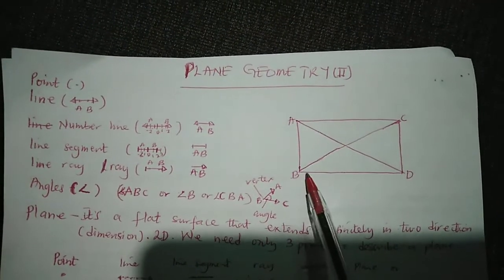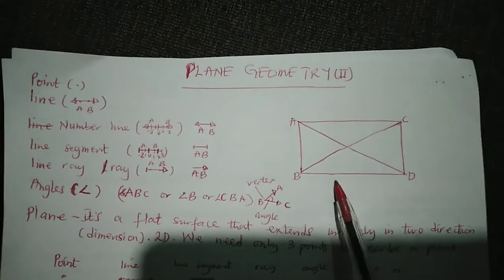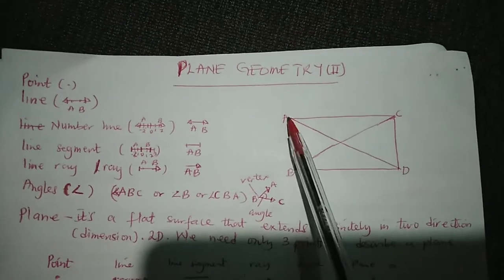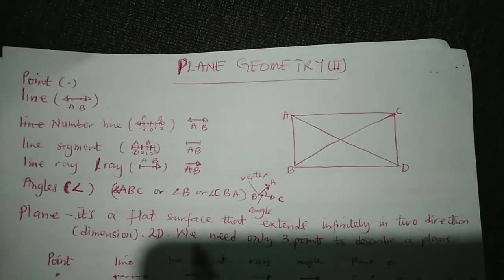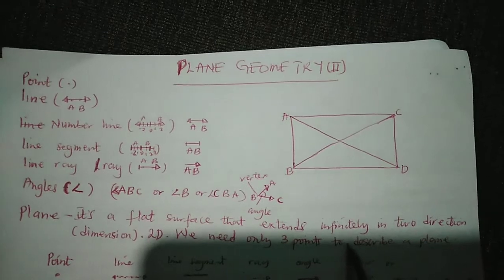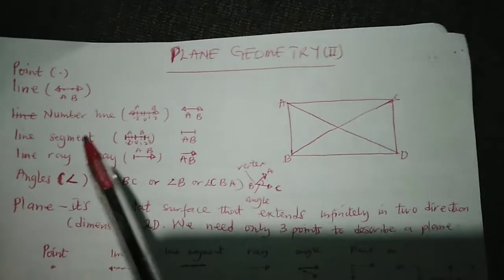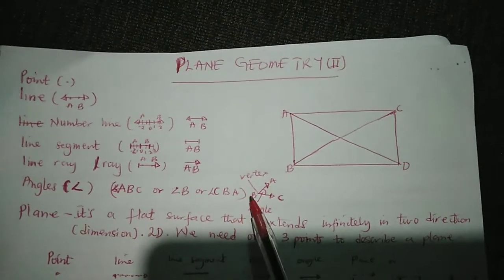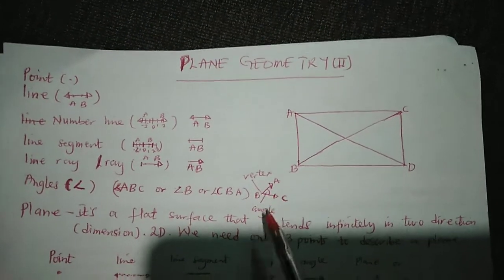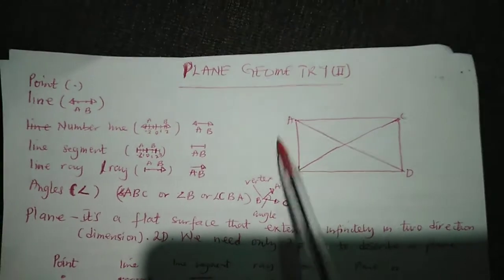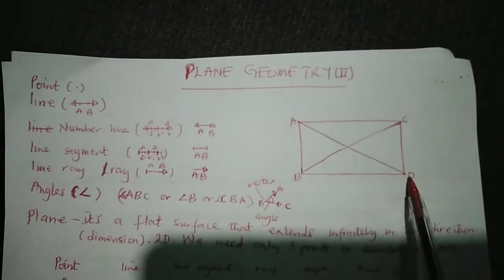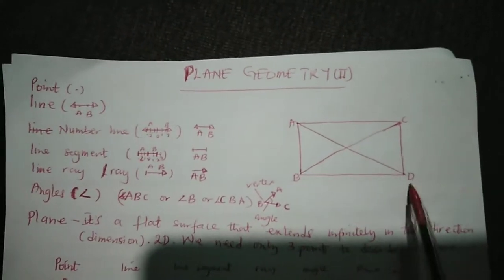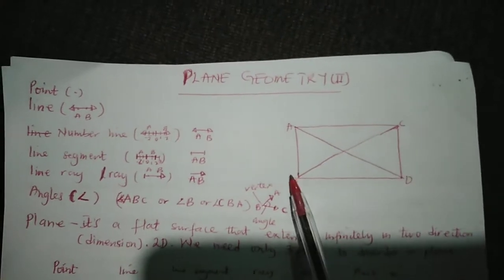So over here we can see that planes are usually represented using a parallelogram. We need only 3 points to describe a plane, whilst we need 2 points to describe a line, whilst we need 3 points to describe an angle. So over here, this plane, we can call it plane ABC, ABD, or we can call it ACD or CDA.